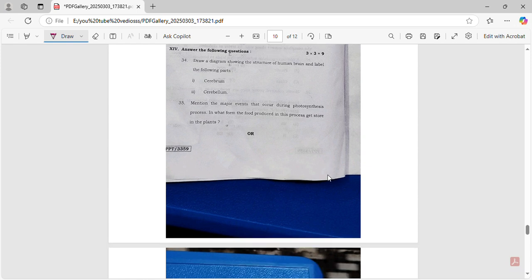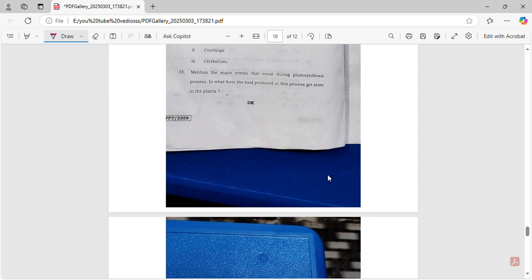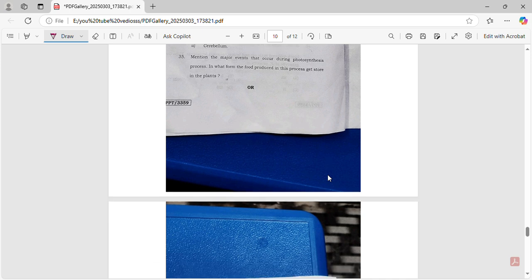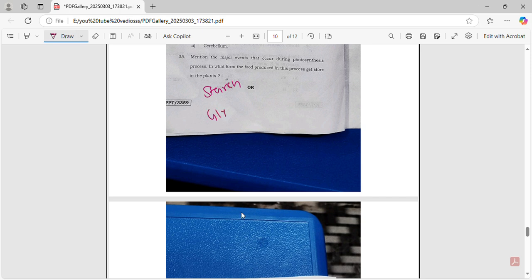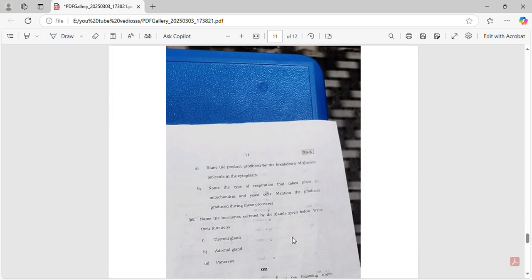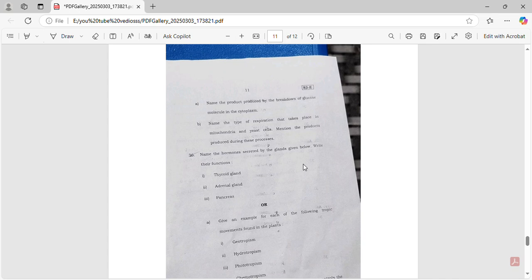Major events: the absorption of sunlight by chlorophyll. In what form is the food produced in the process stored? In the plant, the food is stored in the form of starch, remember. In animals, it is stored in the form of glycogen, remember. Guys, understanding? Hope you guys are following my points. Name the product produced by the breakdown of a glucose molecule in the cytoplasm, that is pyruvate.